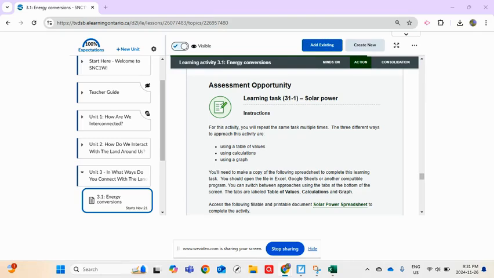Hi folks, here's your walkthrough for your Learning Task 3.1 on solar power. Hopefully you've had a chance to look this over. I've had some questions, so if you are not understanding it, you are not alone.